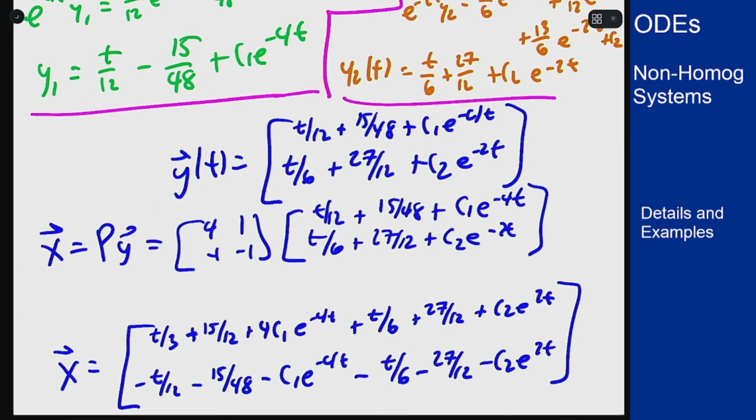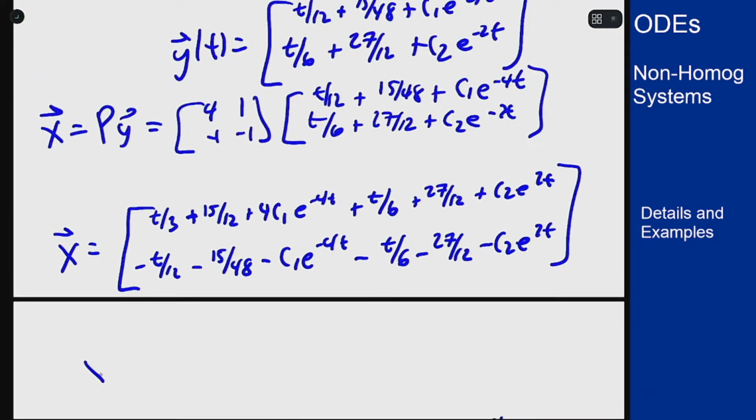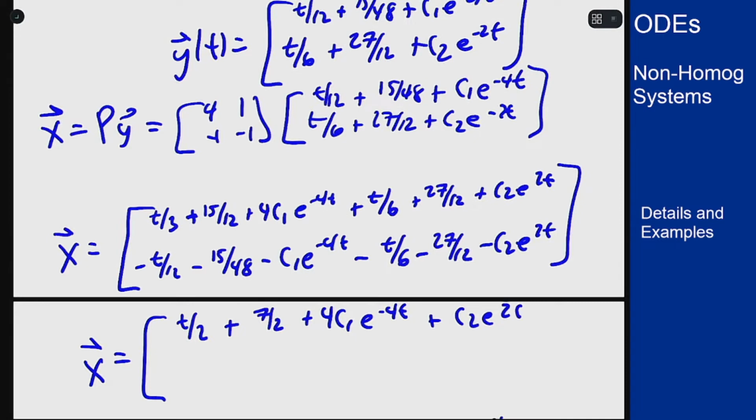Now I want to combine these terms together to make it look a little bit nicer. So x is t over 3 plus t over 6, which is t over 2. 15 over 12 plus 27 over 12 is 42 over 12, which is 7/2. And then our 4c1 e to the minus 4t, and our c2 e to the 2t. On the bottom, we have negative t over 12 minus t over 6, which is minus t over 4, because 1/12 and 2/12 is 3/12, which is 1/4.